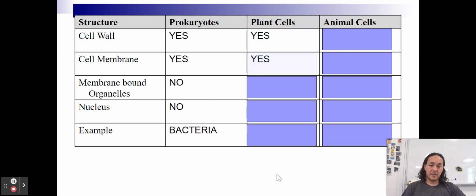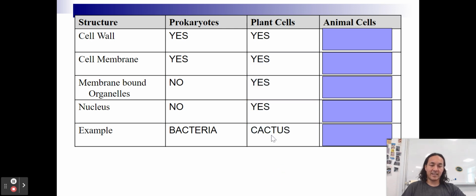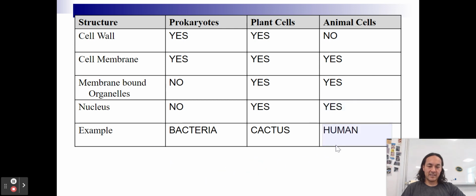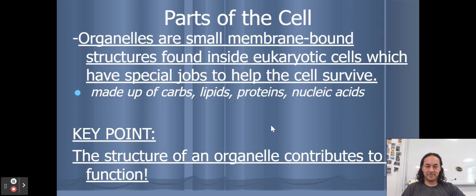Plant cells have a cell wall. They have a cell membrane. They have membrane-bound organelles. They have a nucleus and a cactus. All right, here's your first difference. Bam, animal cells, no cell wall. They do have a cell membrane. Every living cell has a cell membrane. They have membrane-bound organelles. They have a nucleus. Example could be a human cell.